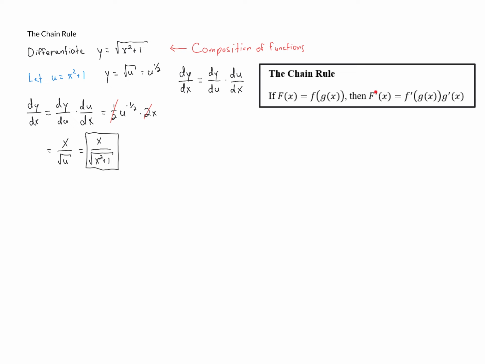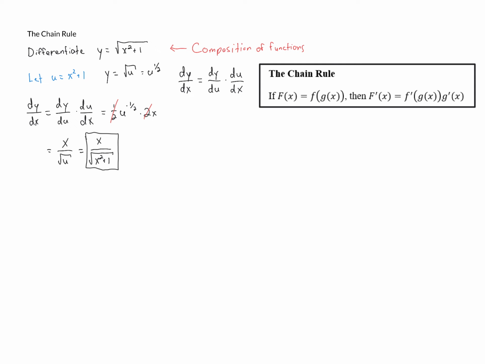The derivative of that composition is going to be the derivative of the outer function evaluated at the inner function. That's just basically what we did here, where we plugged the inner function back in for u. So the derivative of the outer function evaluated at what's inside times the derivative of the inner function. It's basically the same thing that we just saw. Here, y is a composition of functions where the outer function was the square root and the inner function was this u, x squared plus 1.